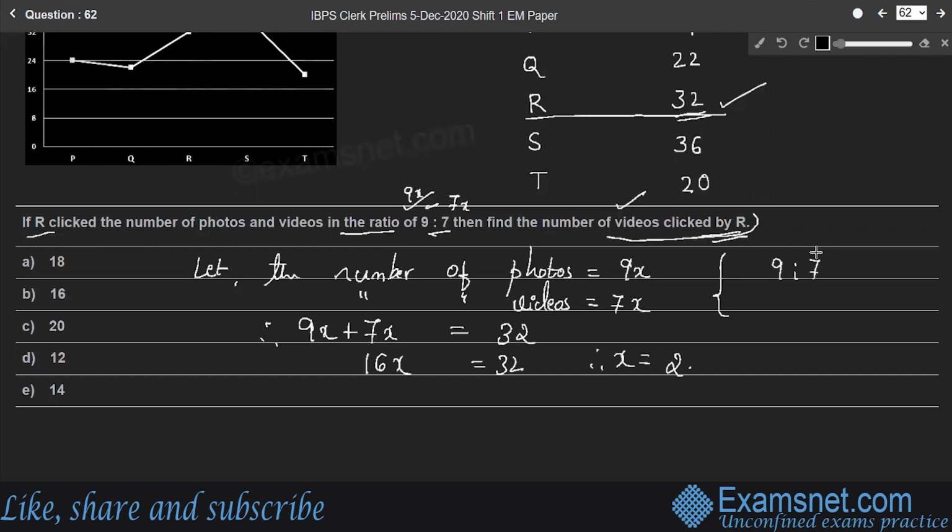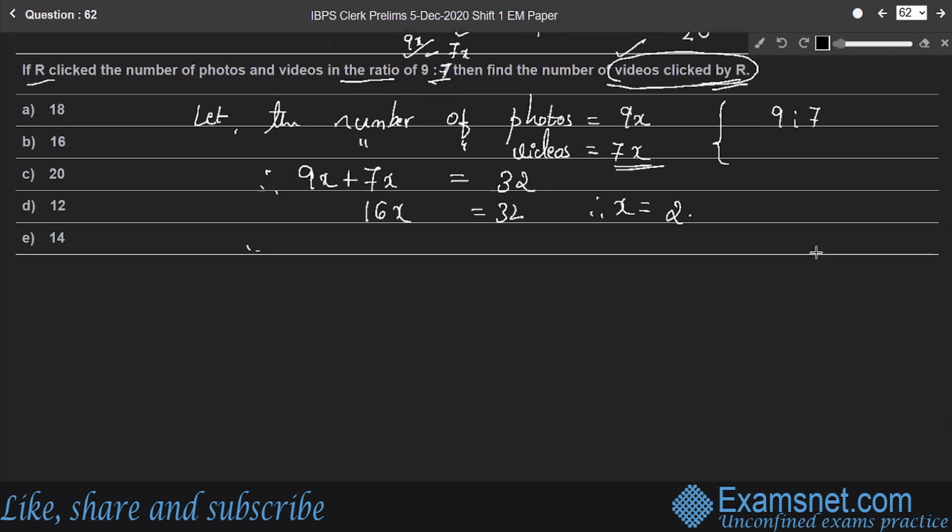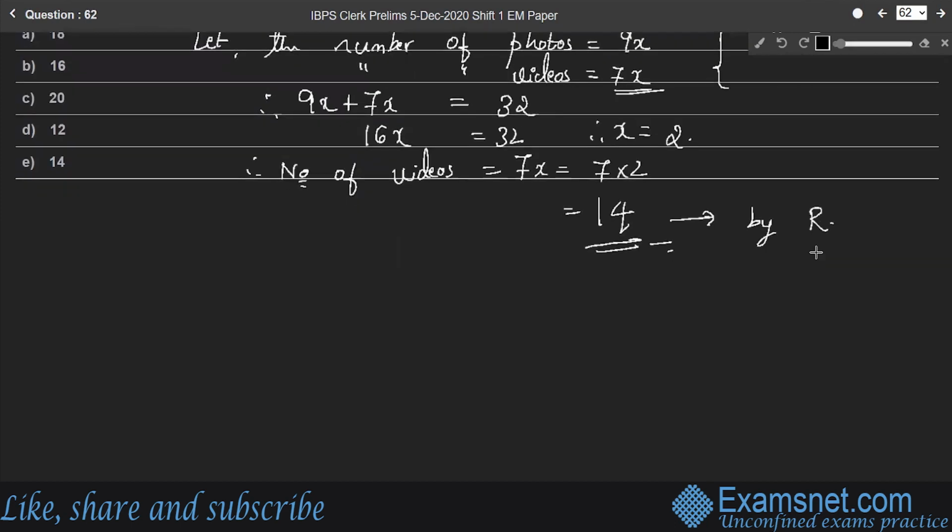So what is asked? The number of videos clicked by R. So the video ratio is 7 here. According to our assumption, the number of videos is 7x. Therefore, the number of videos 7x is equal to 7 into 2, which is equal to 14. So there are 14 videos clicked by R. Hence, option E is the right answer.